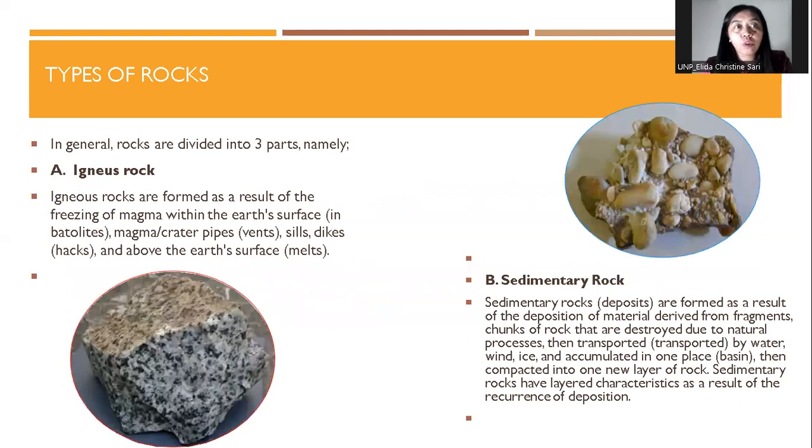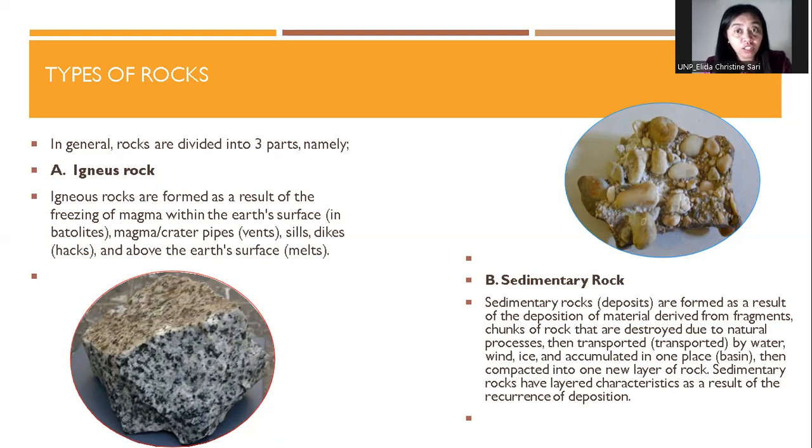What about the types of rocks? In general, rocks are divided into three types. Number one is igneous rock. Igneous rocks are formed as a result of the freezing of magma at or beneath the Earth's surface, in batholiths, or when magma from crater pits erupts above the Earth's surface and melts.